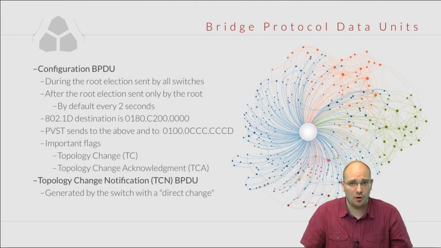And the second type of the BPDU is called the topology change notification, the TCN BPDU. These BPDUs are going to be generated by the switches that have experienced a direct change in topology. A direct change in topology is the link going down, that means from a forwarding to disabled state or from a forwarding to blocking state, or the link changing state to forwarding. I'm going to talk about the link state, the port states, in a moment.